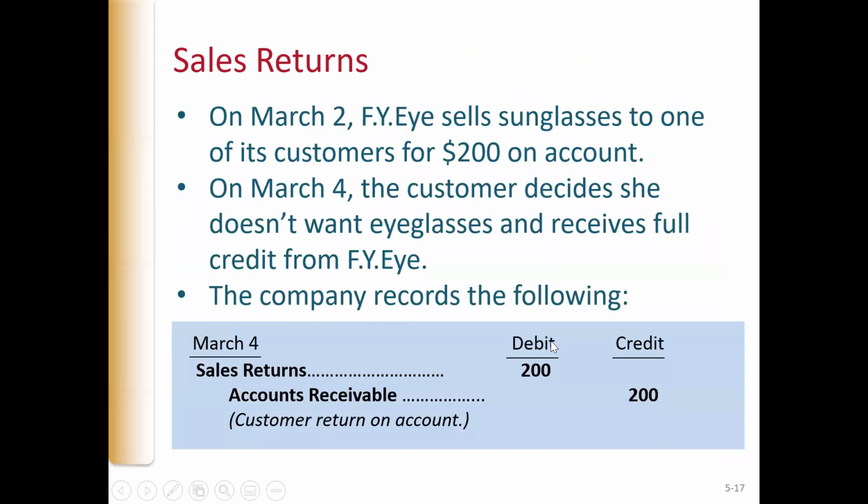So here's an example. On March 2nd, FYI sells sunglasses. Well, this isn't this exact, this is returning goods. Sell sunglasses to a customer on account for $200. On March 4th, the customer decides she doesn't want the eyeglasses and receives the full credit.